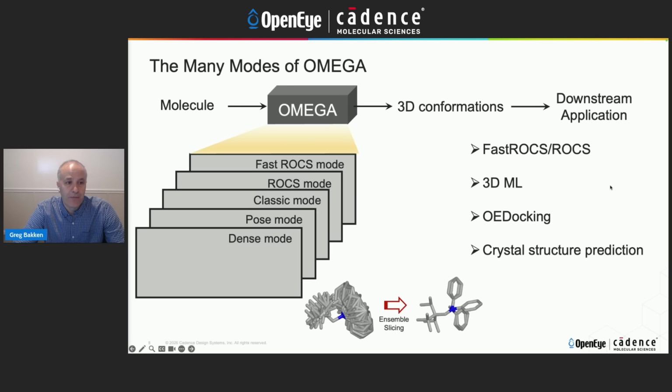For example, if you're going to generate conformational ensembles for FastROCS searches, you can use FastROCS mode, which will set the hyperparameters for ensemble slicing to generate conformational ensembles appropriate for that application, where maybe you only need 10 or so conformations. If you are doing something like crystal structure prediction, you may want a lot more conformations, so you might want to use something like dense mode. So these are set up for convenience for users, but again, the user has full control over all of those parameters if they want to define a conformational ensemble in their own way.